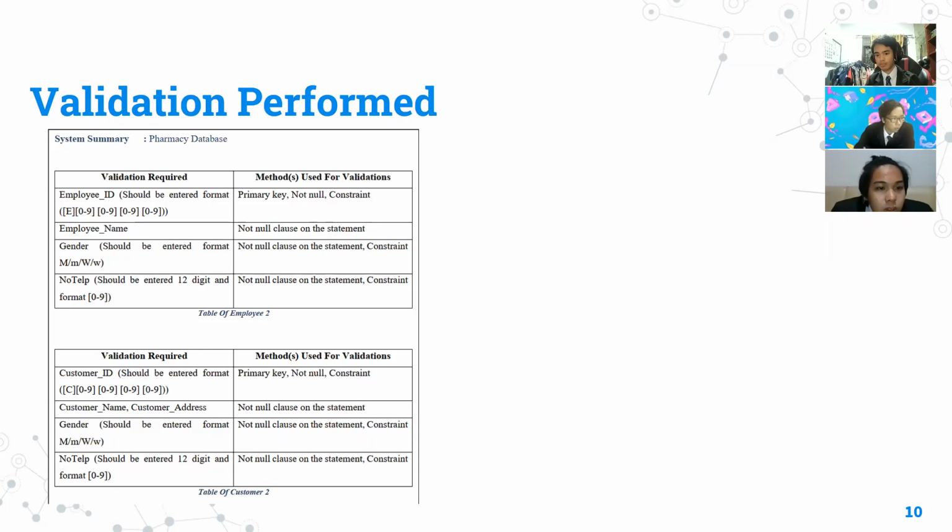Validation required: gender should be entered, format man and man, woman and woman. Method is for validation is not null clause on the statement constraint. Validation required: number telephone should be entered, 12 digit.